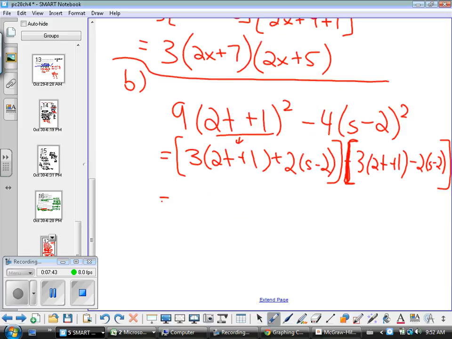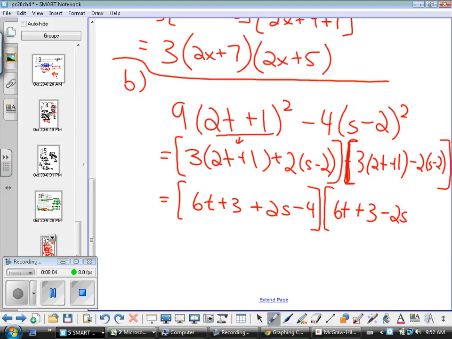Then in the next step, I'm going to distribute: 3 times 2t plus 3, plus 2s minus 4. And I'm really careful in the next one especially because I'm going to have a negative sign. So this is going to be 6t plus 3, minus 2s, and again, plus 4 because I'm going to have negative 2 times negative 2. There's not a whole lot you can simplify here. Just the 3 and the negative 4 are going to add together to give you negative 1.